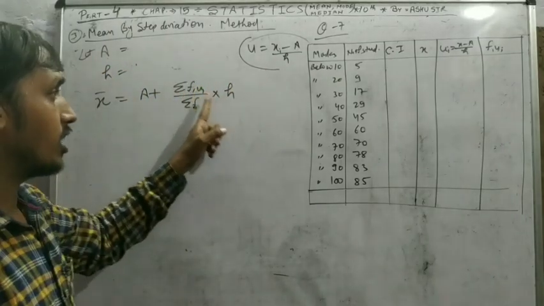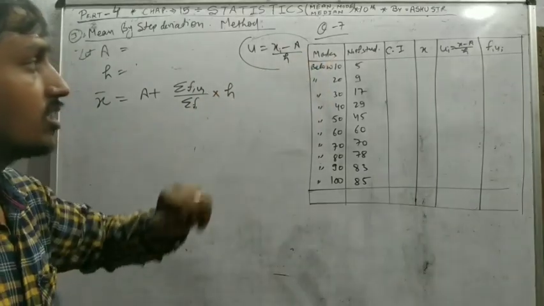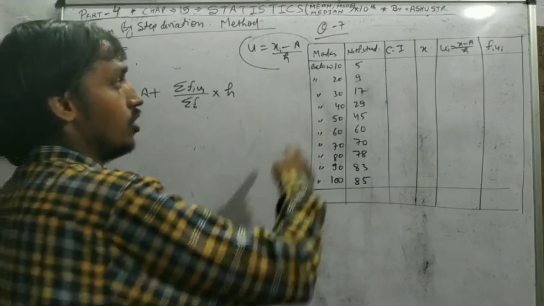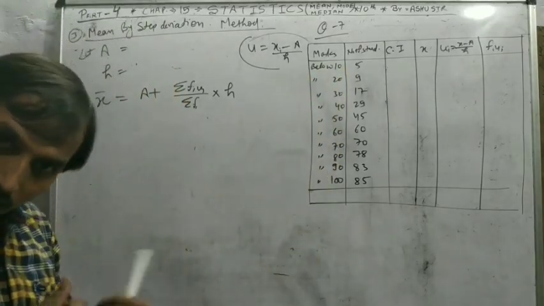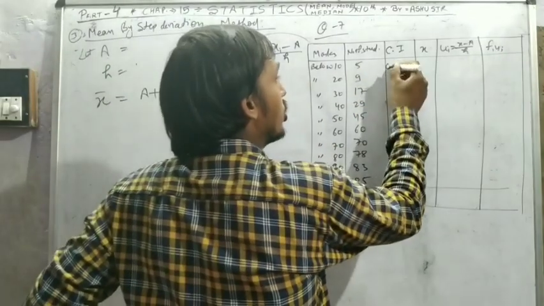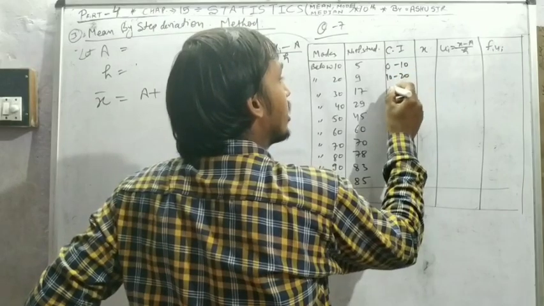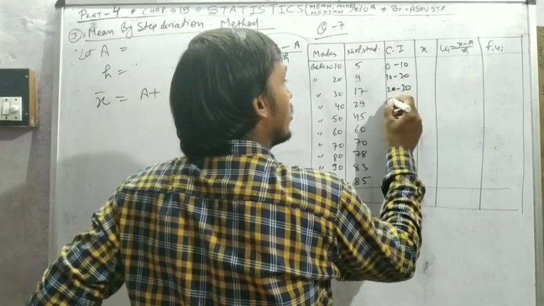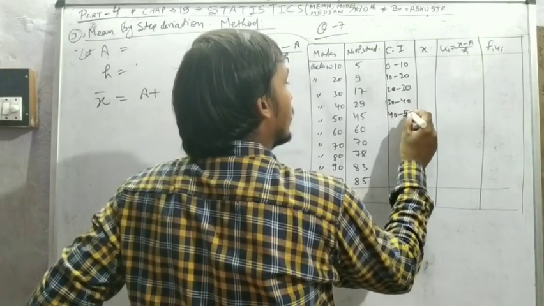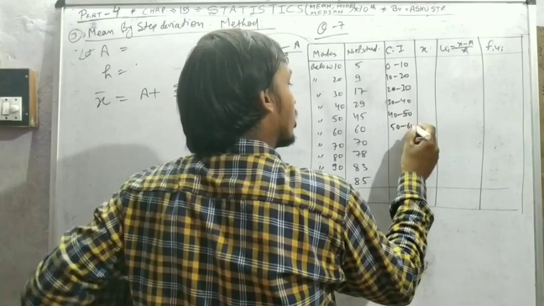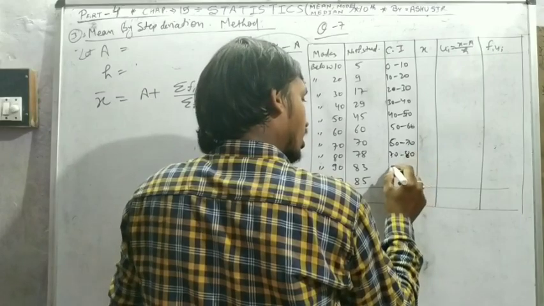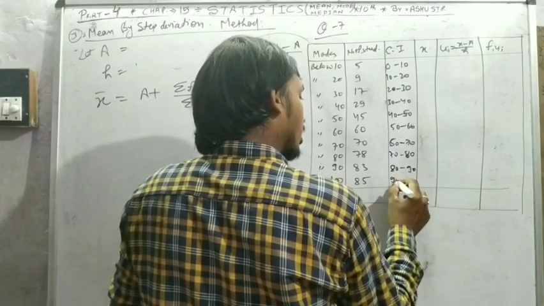We want a, so for a, first we find x, the class mark. For the class mark, first we want the class interval. So below 10 means less than 10. So the class size is 10, 10, 10, 10, 10, 10, 10. So 0 to 10, 10 to 20, 20 to 30, 30 to 40, 40 to 50, 50 to 60, 60 to 70, 70 to 80, 80 to 90, 90 to 100.